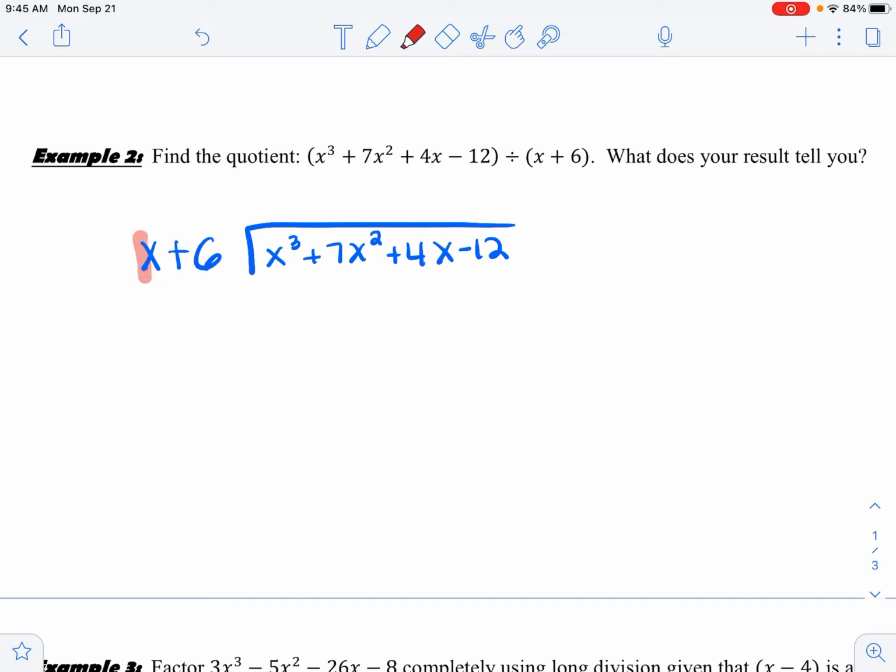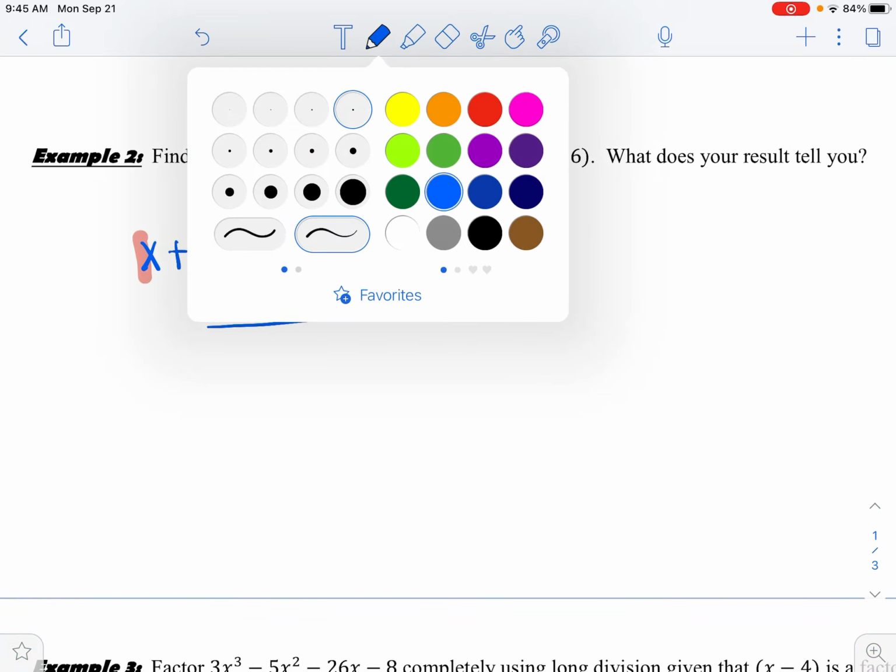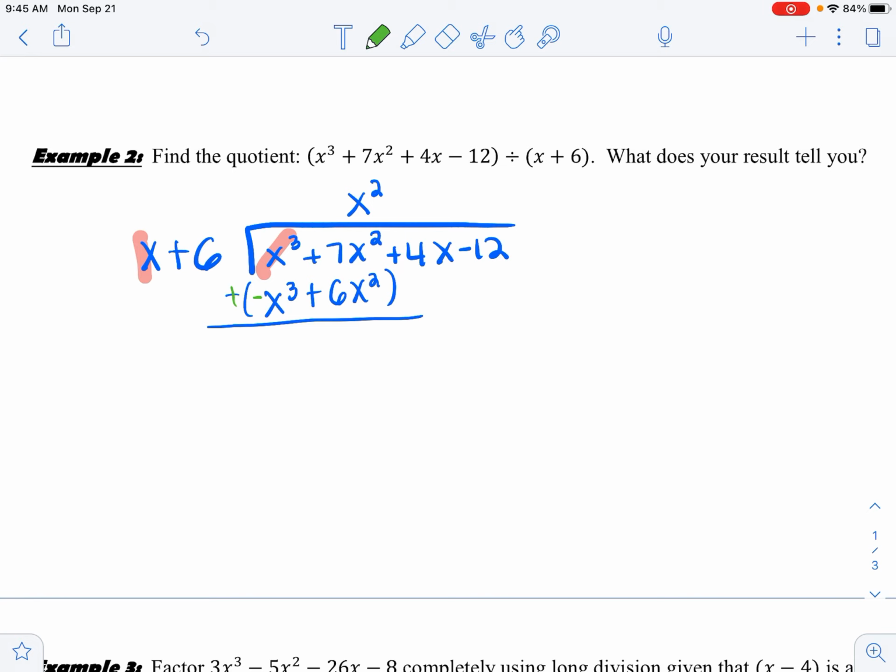Okay, what do I multiply an x by to get an x cubed, which is x squared? So I'm going to write x squared above my 7x squared, multiply it out. X squared times x is x cubed. X squared times 6 is 6x squared. Subtract everything. Plus, minus, minus. Gone. X squared plus 4x minus 12.